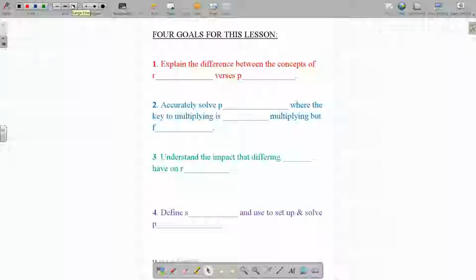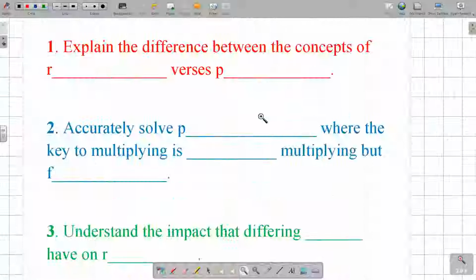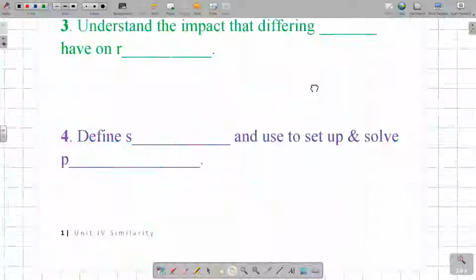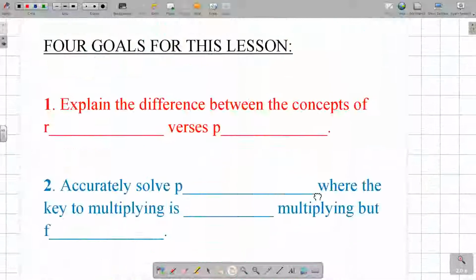Students, this is the preview video for similarity and proportions. In this lesson, we're going to accomplish these 4 things in the next 30 minutes.